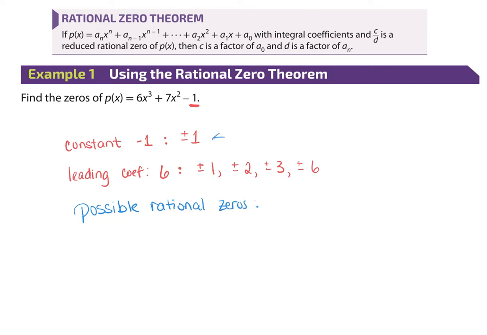Well, it's going to be this guy, positive and negative 1, over every single one of these. Positive and negative 1 over positive and negative 2. Positive and negative 1 over positive and negative 3. Now, here's what I mean. This guy right here, we could just write as positive and negative 1.